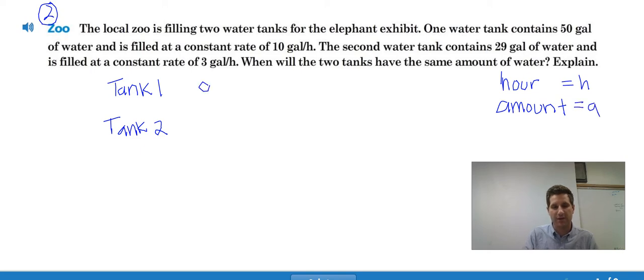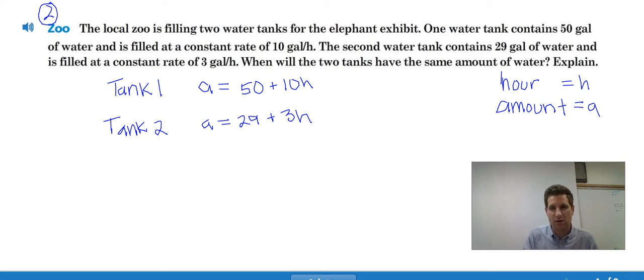So the amount that tank 1 has, well, it already has 50 gallons, we know that, and then it's going to add 10 gallons an hour. And tank 2 already has 29 gallons, and we're going to add 3 gallons every hour. So when will the 2 tanks have the same amount of water? Let's go ahead and find that out. We can go ahead and solve this. We need to set up a system of equations and solve.